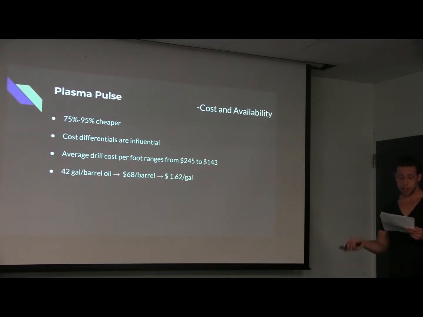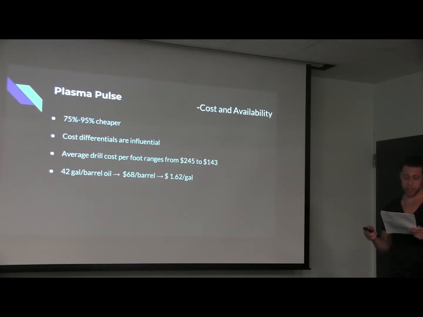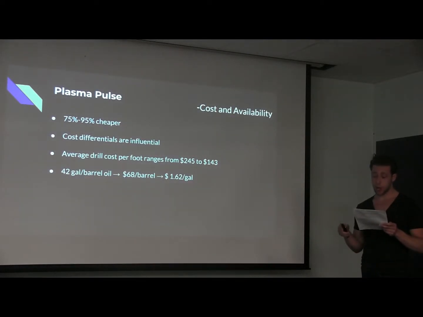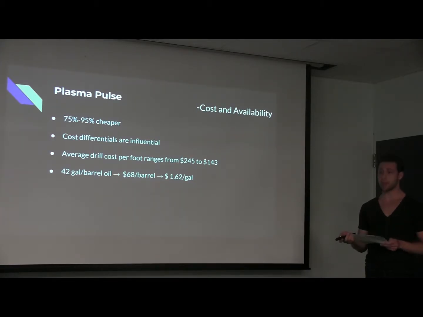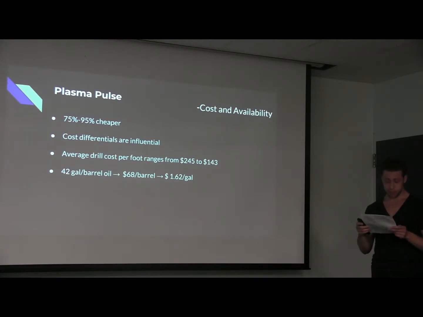So as far as costing and availability goes, on a vertical well, this technology is 75% cheaper than an equivalent hydrofracturing job, and on a horizontal well, depending on the lateral length of the project, it can be up to 90% cheaper. Cost differentials are extremely influential when determining these methods of extraction in an industry that especially favors environmentally safe methods, as well as when there are slumps in oil prices.